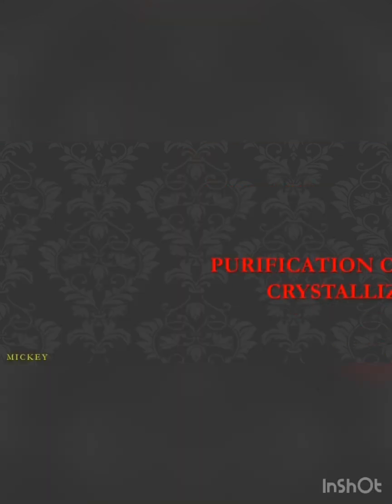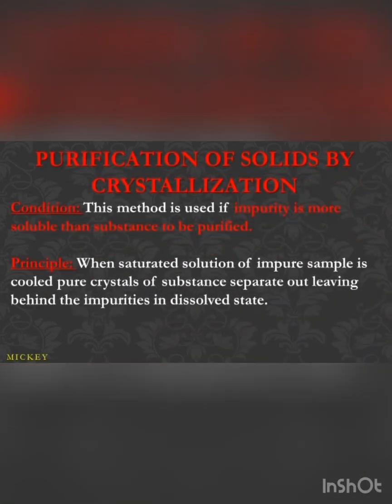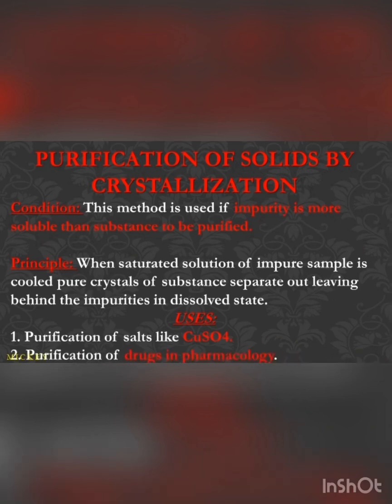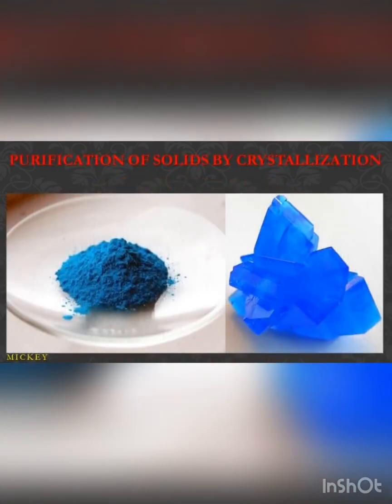The crystallization method of purification is used when the impurity present in the mixture is more soluble in water than the substance to be purified. So in this scenario, when the saturated solution of the mixture is cooled down, the pure crystals of the substance that needs to be separated are obtained, leaving out the impurities in the dissolved state itself. For example, it is CuSO4. As you can see, CuSO4 crystals are obtained from the mixture that contains impurities as well. It is also used in the pharma industry.